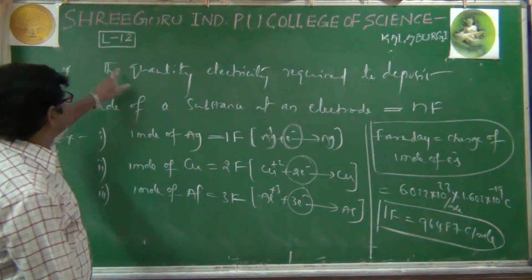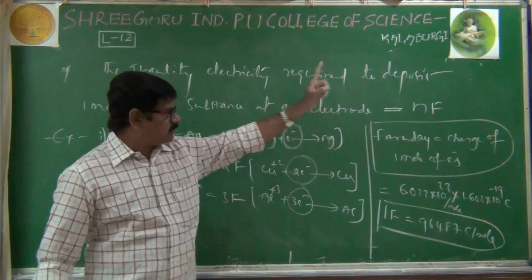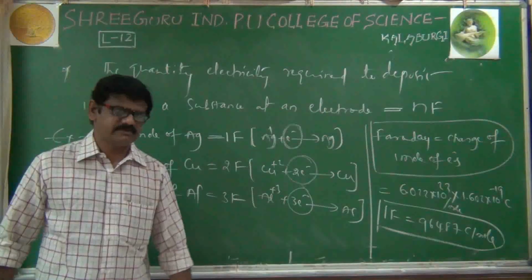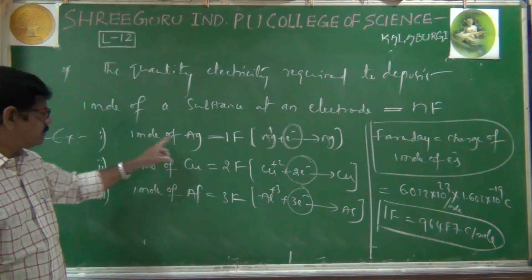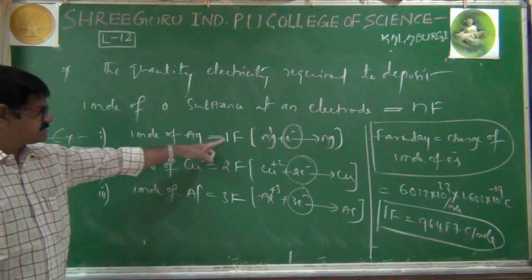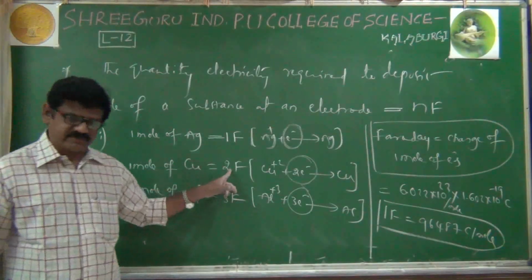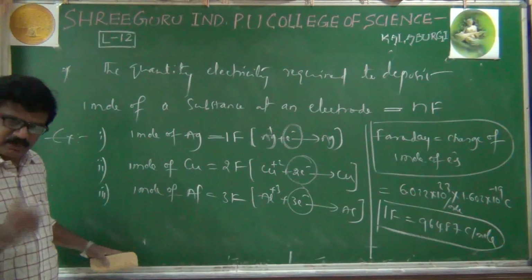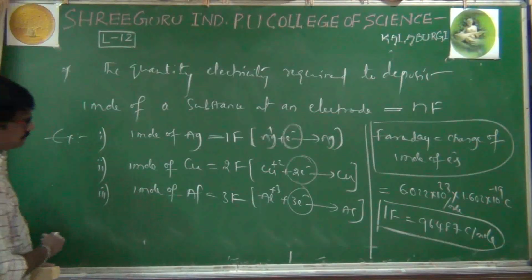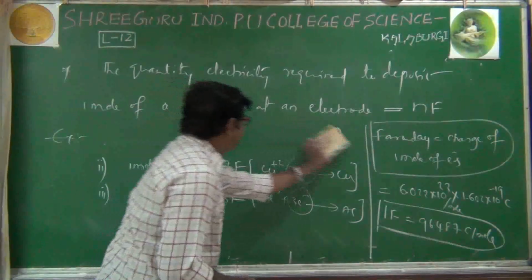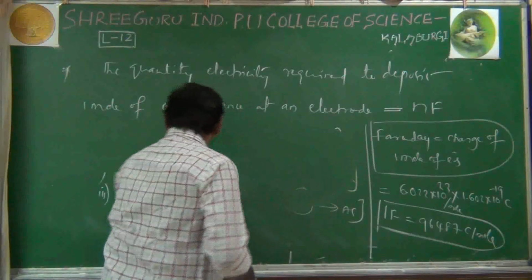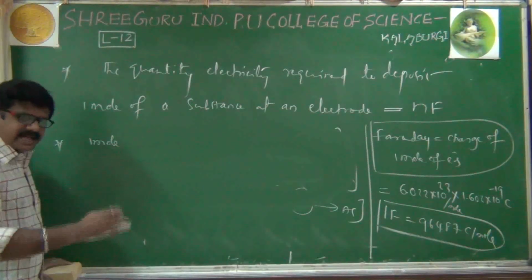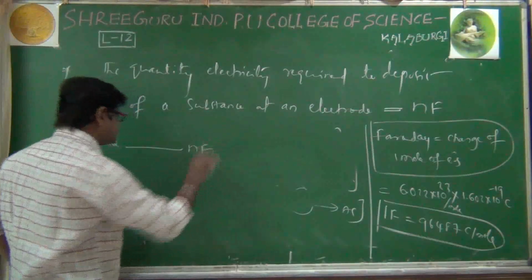But before that, see here the quantity of electricity required to deposit 1 mole of any substance at an electrode is equal to NF. As far as silver is concerned, for 1 mole we need 1F, because silver valence is 1. As far as copper is concerned, we need 2F. As far as aluminum is concerned, we need 3F, etc. An important point is here. To deposit 1 mole of substance, we need NF, N Faradays.